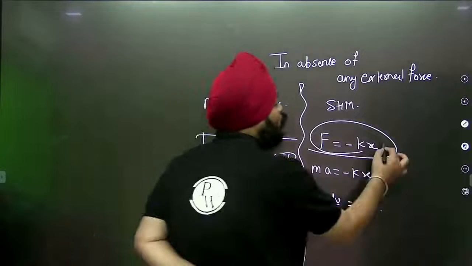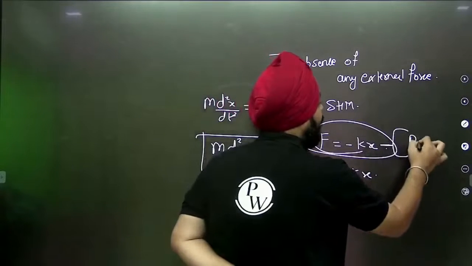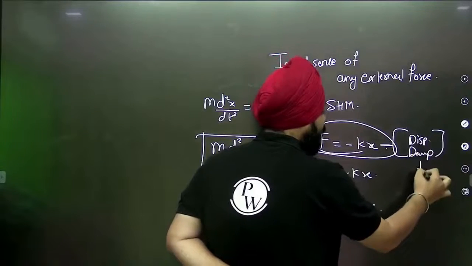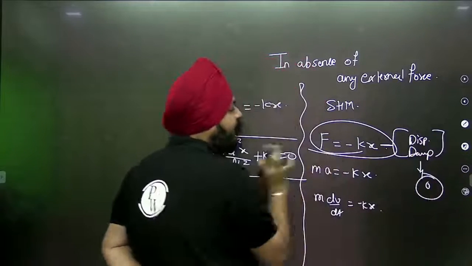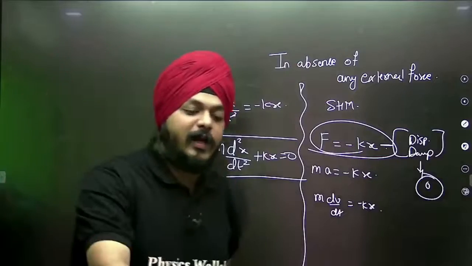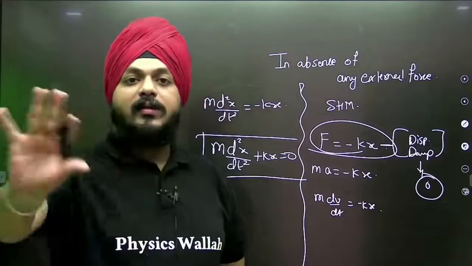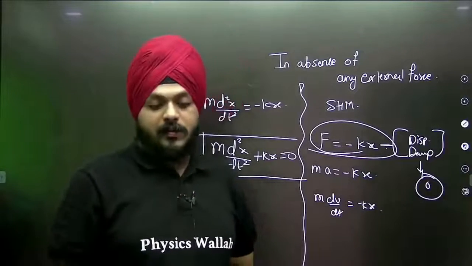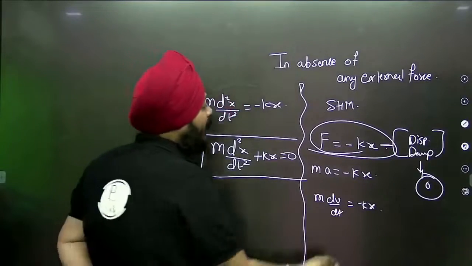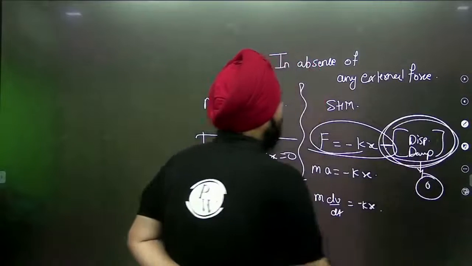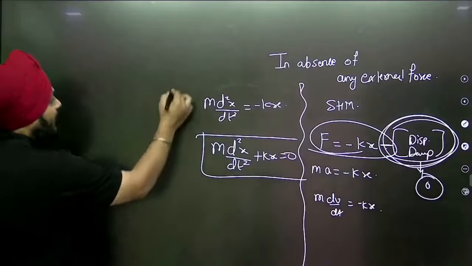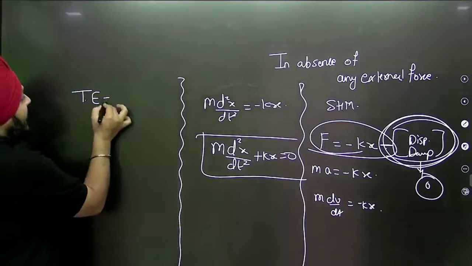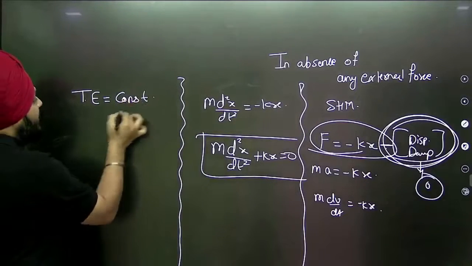Here, actually, it should be any dissipative or any damping force. If this is 0, then F is equivalent to minus kx, and we are considering the pure SHM, the ideal situation. In practical life, it is not possible. Now, what is the role of this damping force? We consider the total energy as constant at all points.